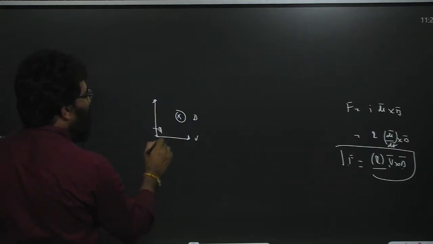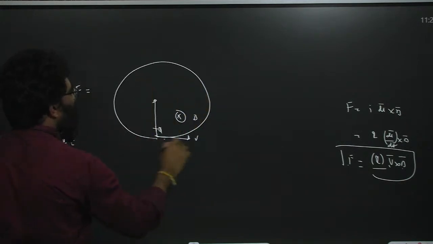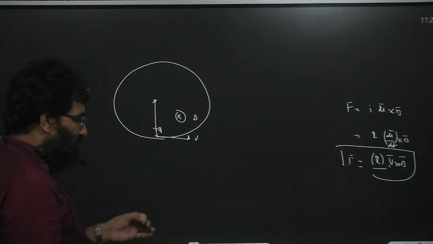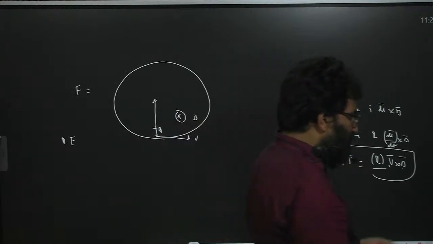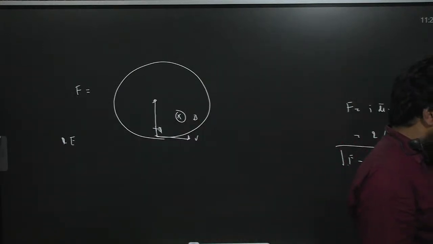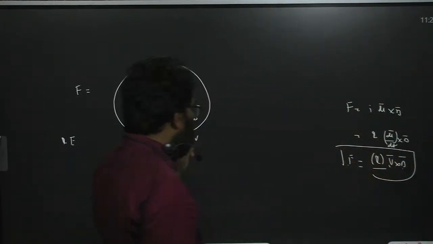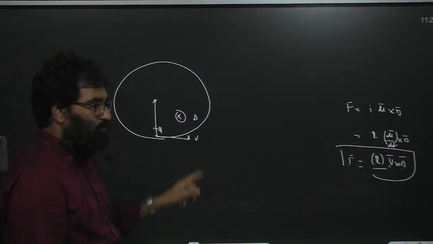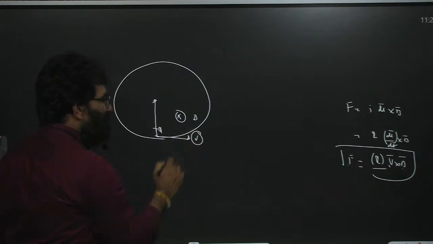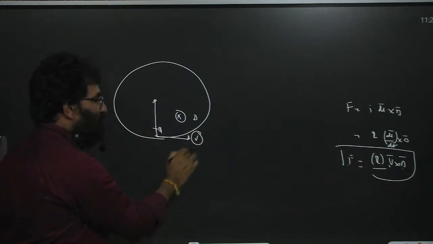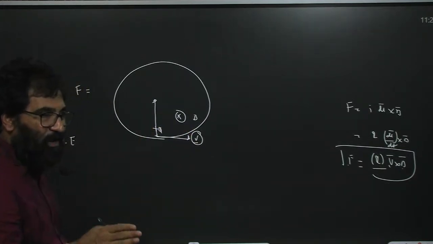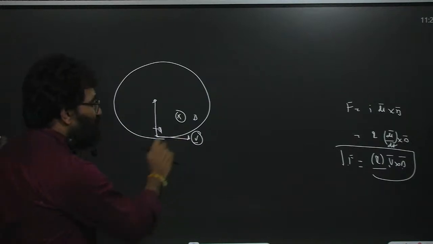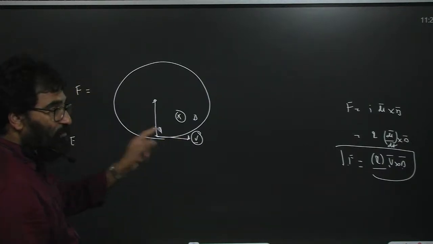The particle will deflect along this direction, so it will try to move in a circular path. Just before I explain, the magnetic force changes the direction of the charged particle, not the magnitude. So it only changes the direction, not the magnitude. The electric field always changes the magnitude, but not the direction.